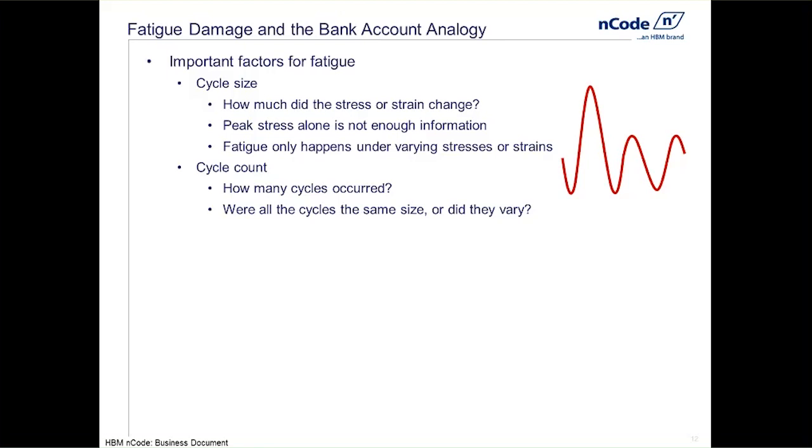So not only do we need to know how large a single cycle is, but we also need to know how many of those occurred. Were they all the same size? Were they large cycles? Were they small cycles? Was there a whole bunch of large cycles? Was there a whole bunch of small cycles? We need to know that information in order to figure out how long a part's going to last. Okay, how big were the cycles and how many were there?